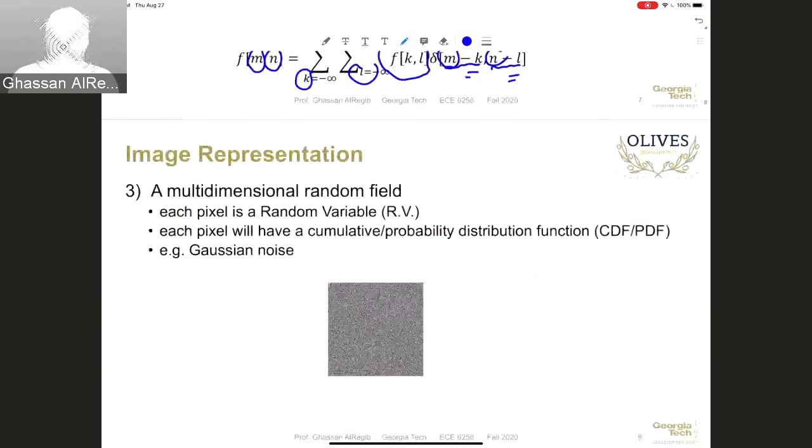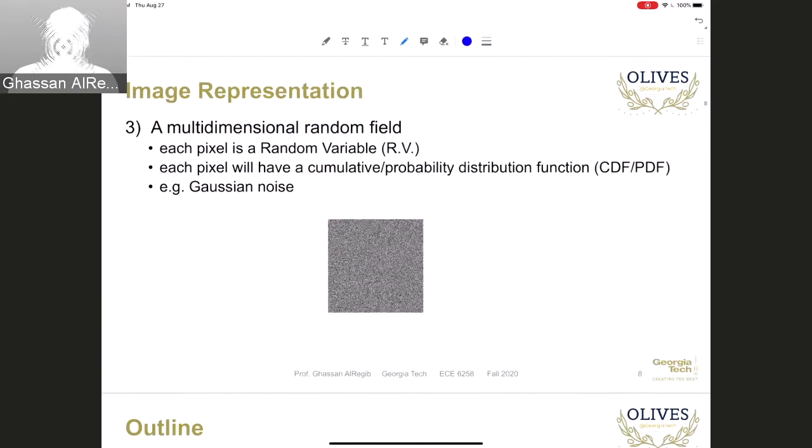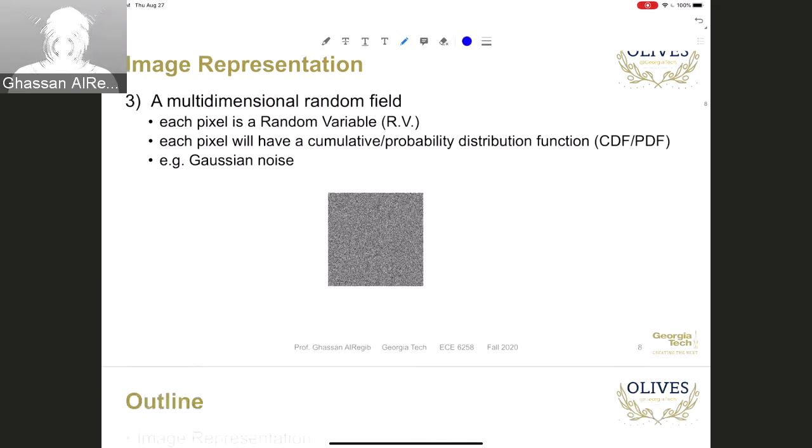And then the other representation is to look at an image as a multidimensional random field where every single pixel is a random variable. And then all the statistical analysis can be applied. We will touch base on this representation. We will not really go through this representation in more detail, except when we talk about denoising. In one of the topics in denoising, we will touch base on this representation. Other than that, we will not use this representation for topics other than denoising or subtopics in denoising.